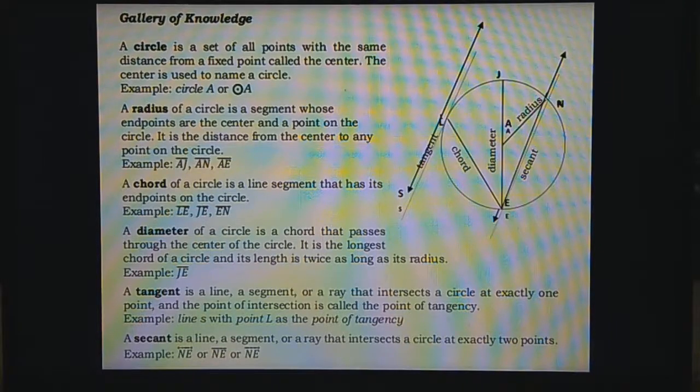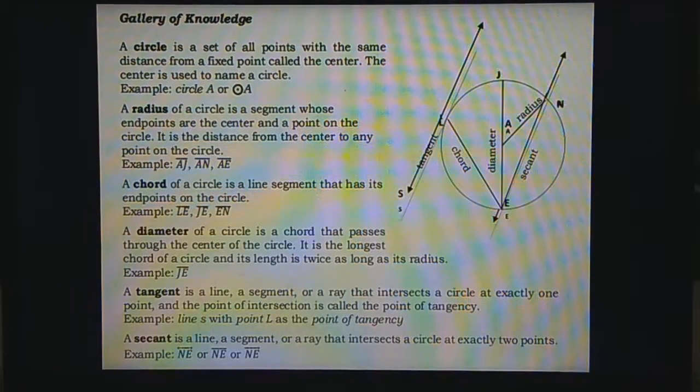Next, another term related to circle is a radius. A radius of a circle is a segment whose endpoints are the center and a point on the circle. It is the distance from the center to any point on the circle. And all radii of a circle or congruent circles are congruent.